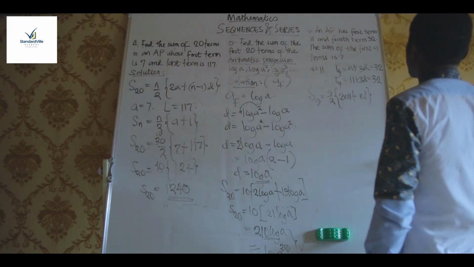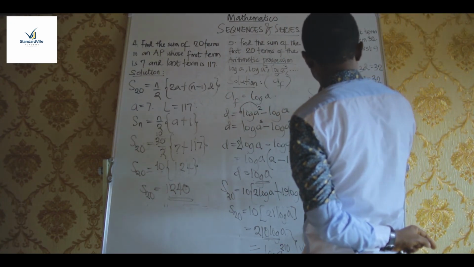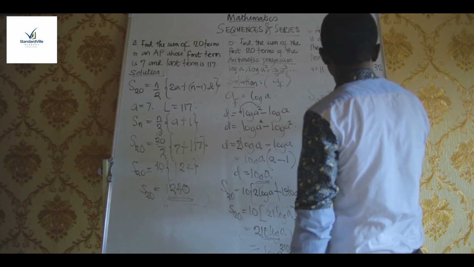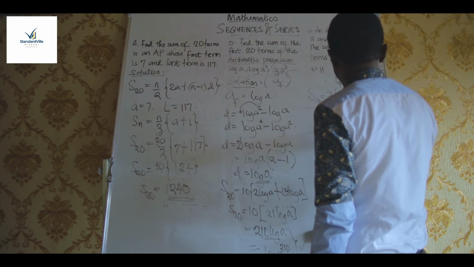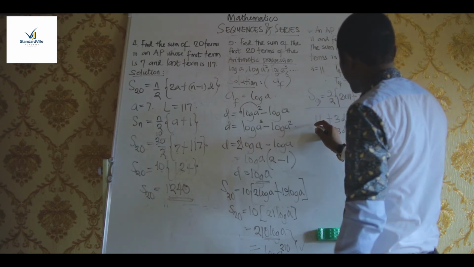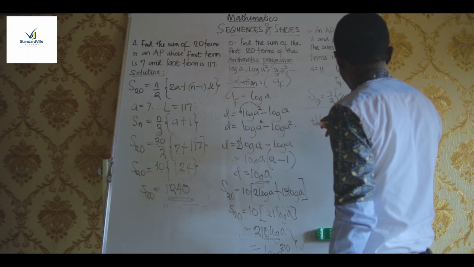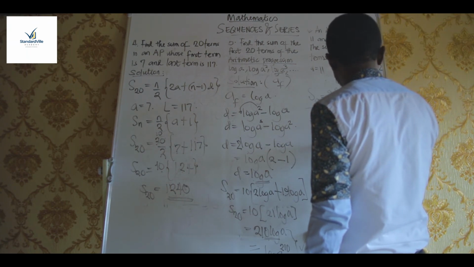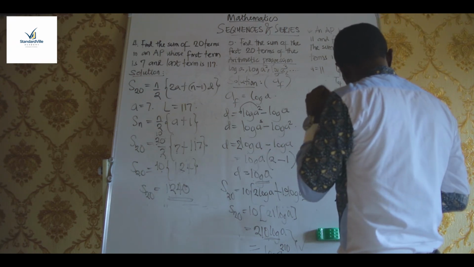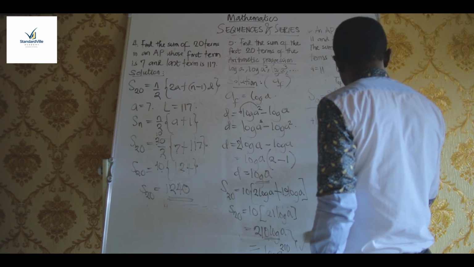But I don't know D. I have to find D from here. So 11 plus 3D is equal to 32. So 3D is equal to 32 minus 11, because 11 and 32 are like terms, and 11 is positive over here. When it crosses the equality sign, it becomes negative. 3D is equal to 21. Divide both sides by 3, and D is equal to 7.